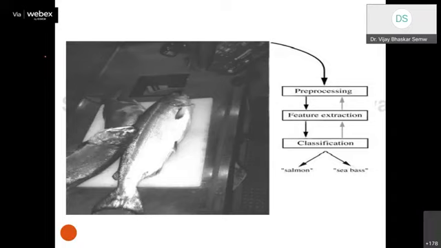Then we'll classify the category, whether it is salmon or seaweed. How good your model has done depends on how perfectly you are able to identify the true value as well as the calculated value.